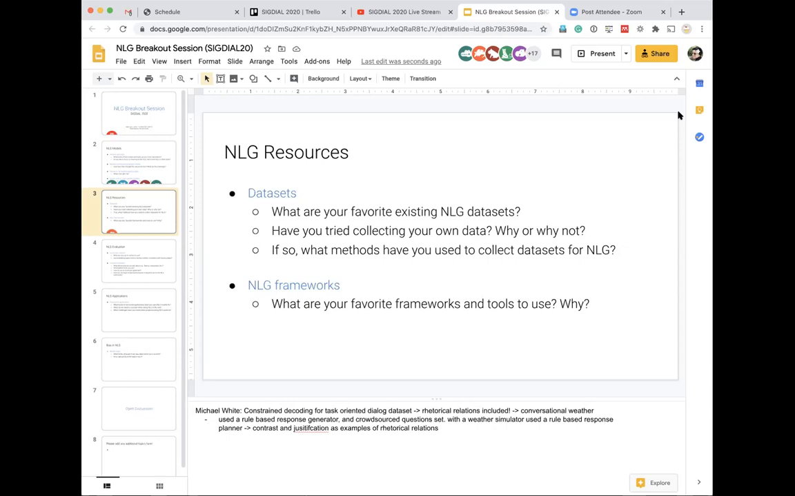Well, in fact, I think you were involved in some of the work that inspired this, in the E2E challenge, with the restaurant recommendation.